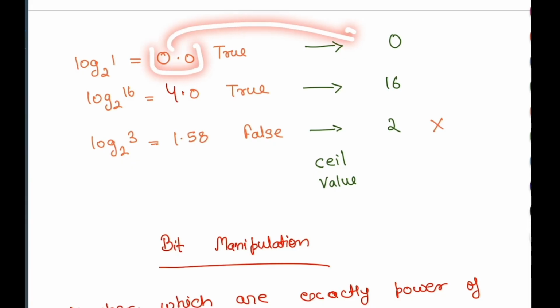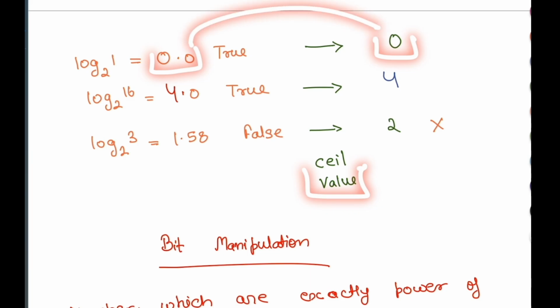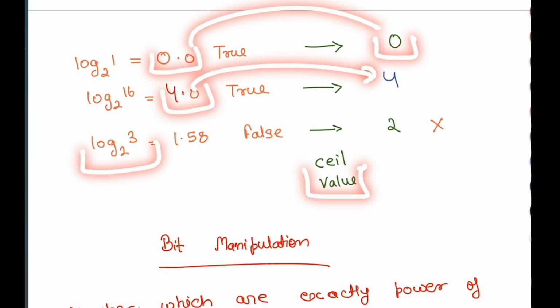For 0, it will be 0. For 4, it will be 4, not 16, it will be 4. And for 1.58, it will be 2. What you will notice here is, the value is not changing when you are taking the ceiling value, right? It is 0 and 0, it is 4 and 4, but when it is not an exact power, the value has changed. It is 1.58 to 2.